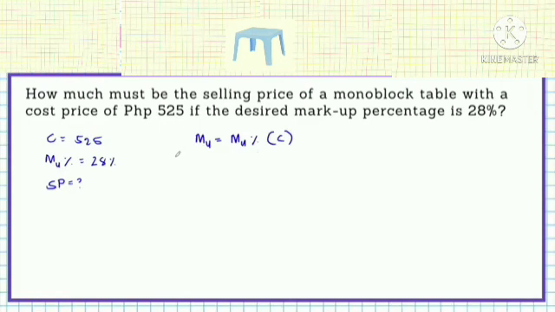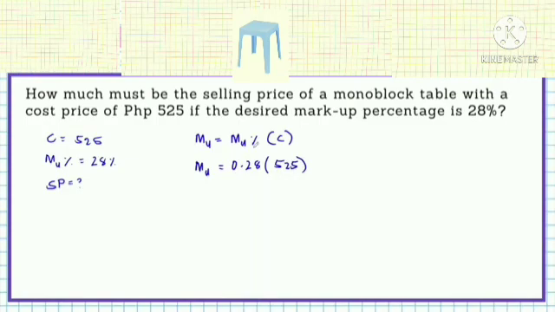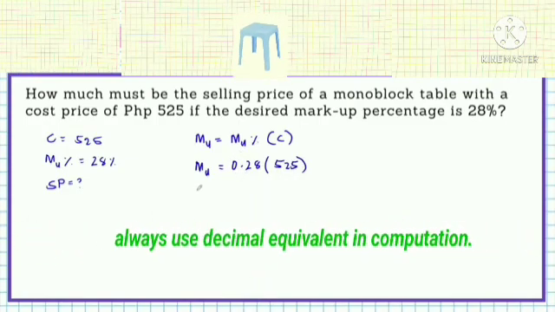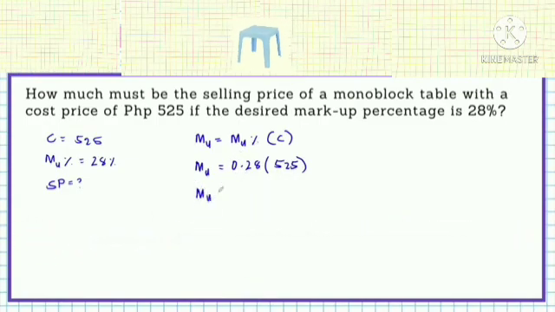Now using this formula, we can substitute whatever is given. We have markup is equal to 0.28 times 525. Please take note, class, instead of using 28%, we use its decimal equivalent, which is 0.28. Therefore, our markup is equal to 147 pesos.